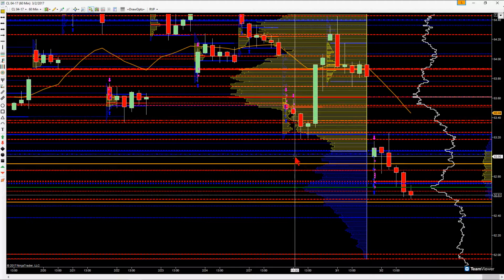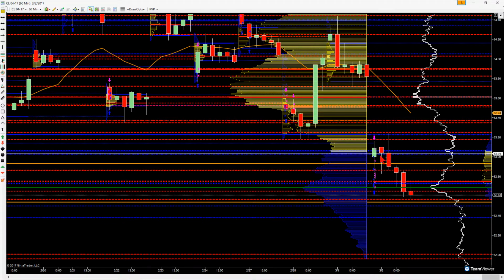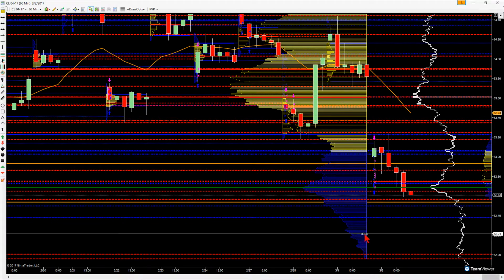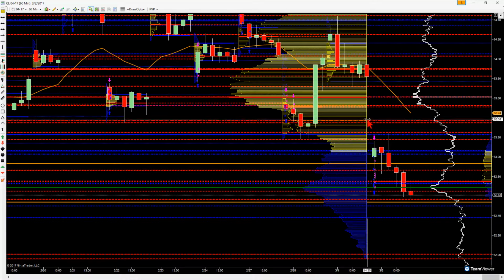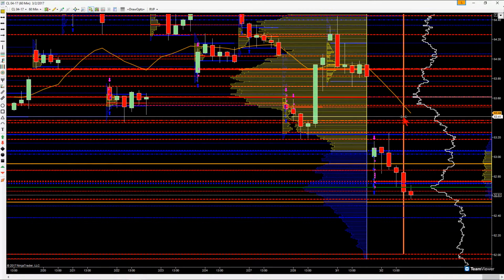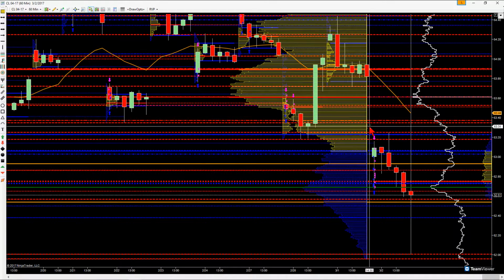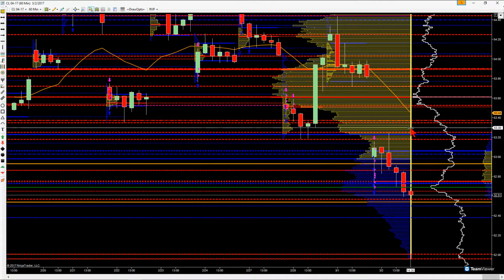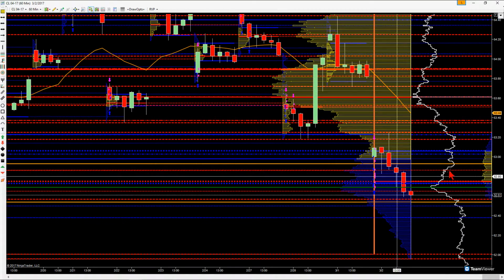Let's adjust here. You can see this V. So we are inside of the microcomposite range. Microcomposite range comes all the way down here. So we are going to further drag our microcomposite. We're going to include yesterday's trading in that range. And we actually have two microcomposites here that we're monitoring.